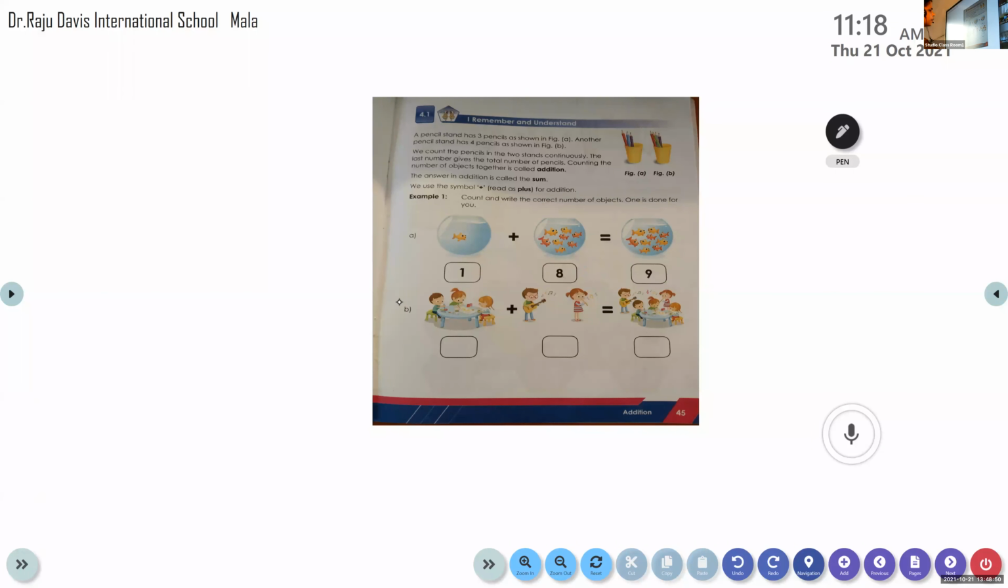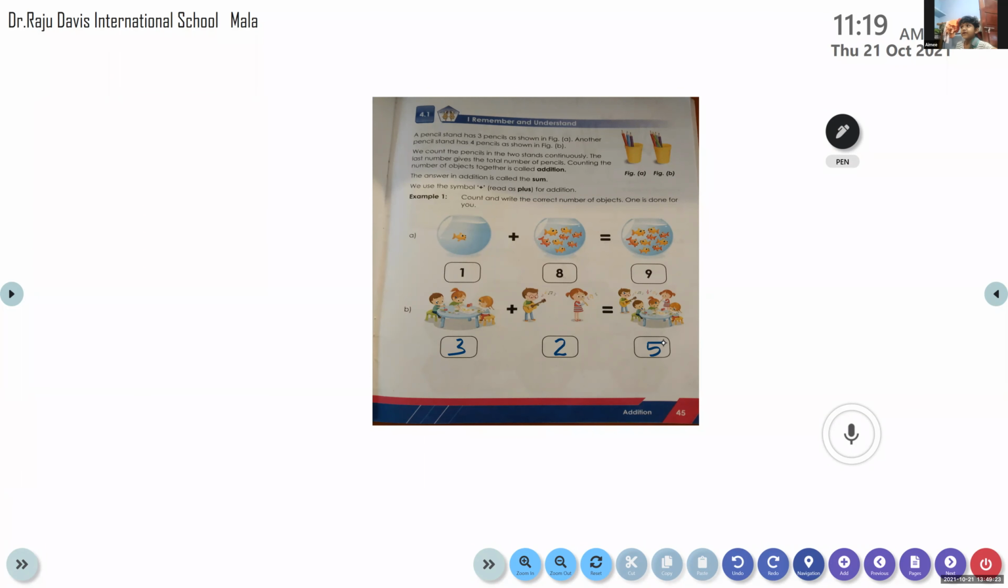Do it by yourself. Count the number of children and write the number. Here you can see one, two, three. So in the column we can write number three. And you can also see the other two children, no? Two are there, so you can write two here. Now what's the total number of children together? All together we have five. One, two, three, four, five. So please write the number in the column.